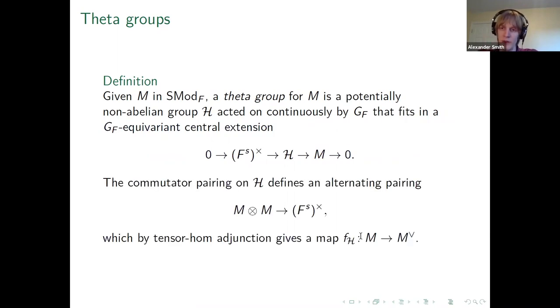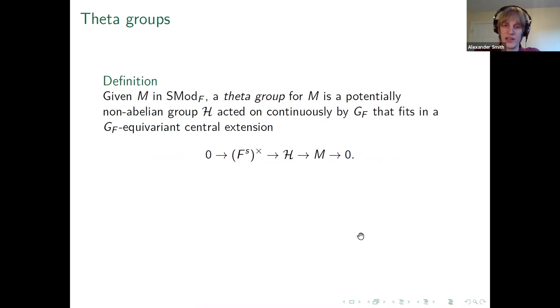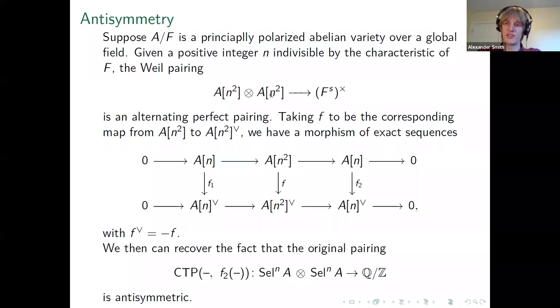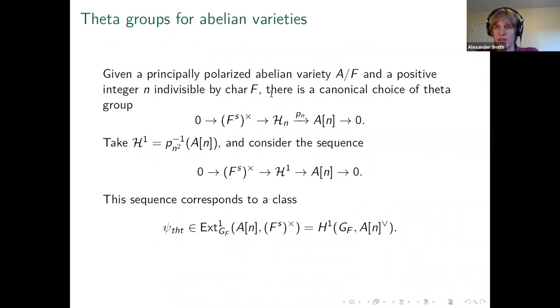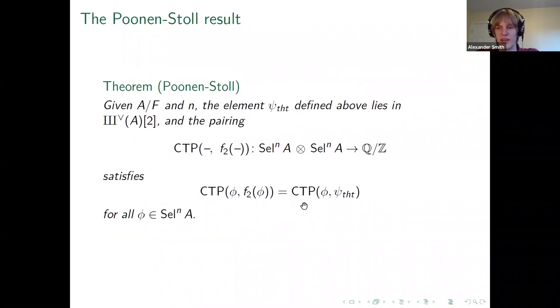Now it's known from work of Mumford that there are theta groups that explain this pairing here. You can express this as a commutator pairing of a theta group in a very natural way. The theta group is sort of an isomorphism group of the associated line bundles. And so what Poonen and Stoll were able to do was boil down this theta group for the N torsion of the abelian variety, to get a class valued in A[N] check. And what they found was that this element explained the alternatingness or non-alternatingness of the Cassels-Tate pairing. The diagonal elements of the Cassels-Tate pairing were just given by the Cassels-Tate pairing with this psi theta coming from the theta class.